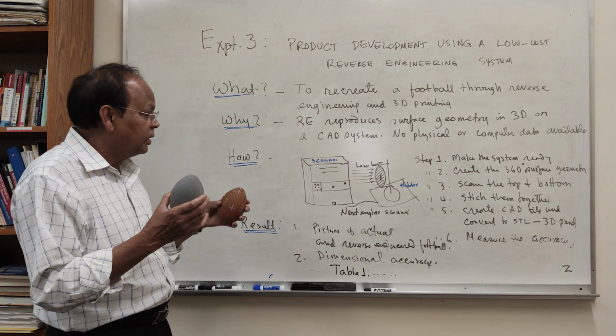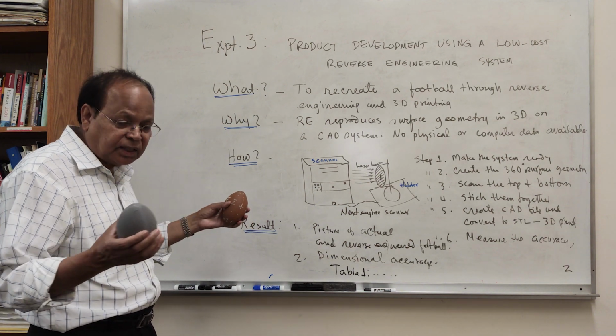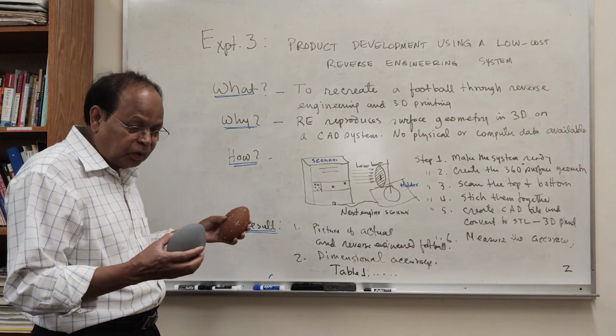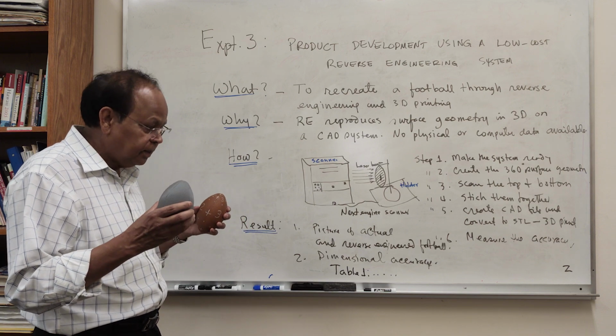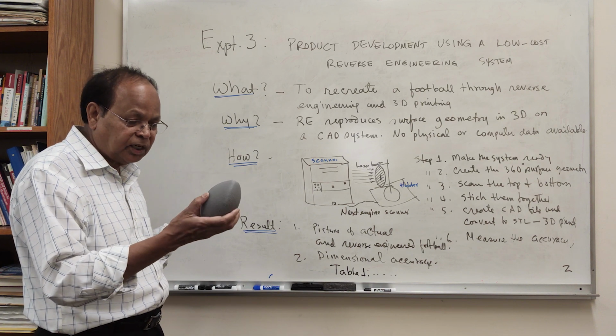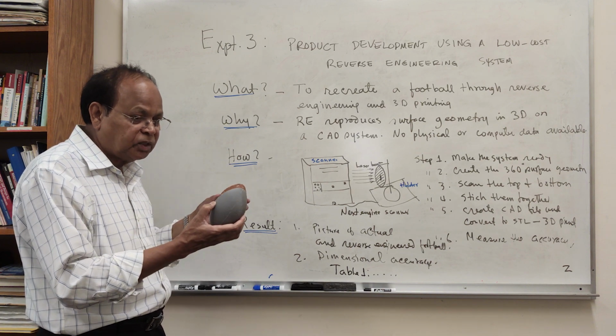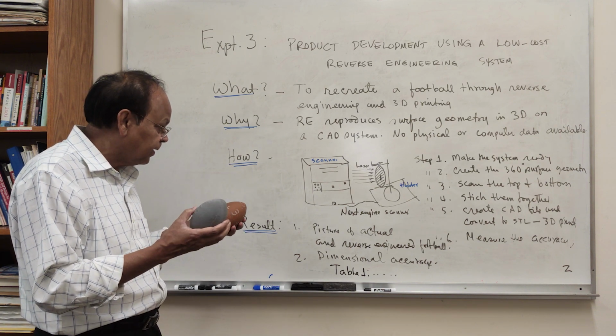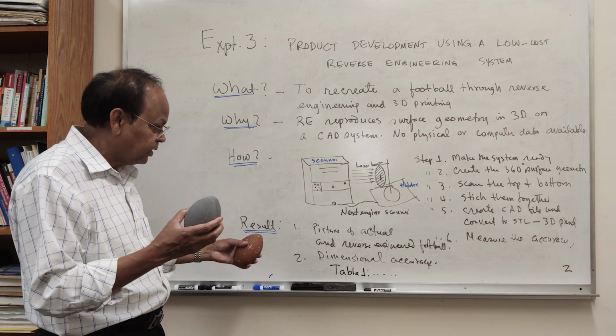So right now you complete the procedure. So what is the result? In this one, the result is very simple. You have the original football and you have the reverse engineered one. I want you to put these two pictures side by side in the results section. And also the last section is the dimensional accuracy.